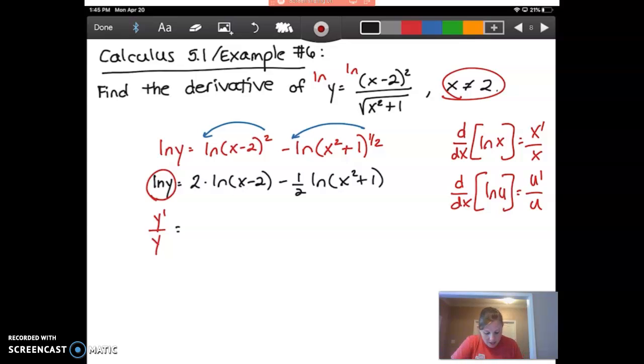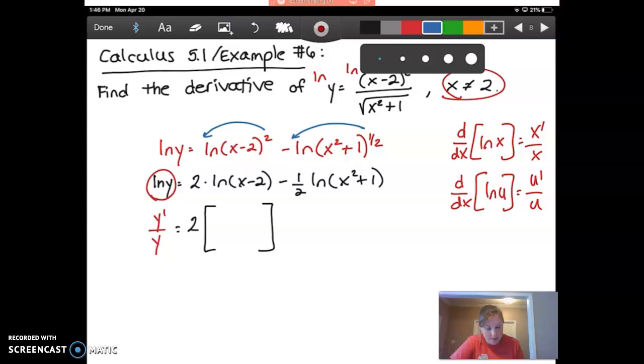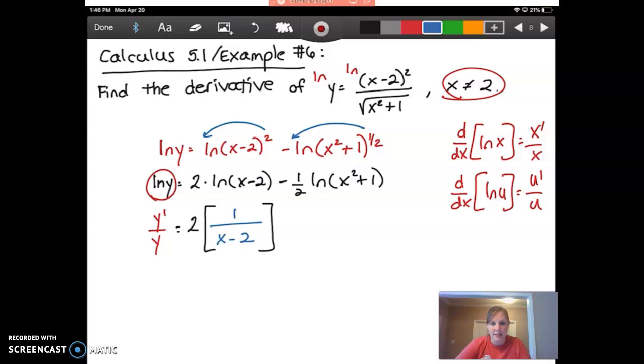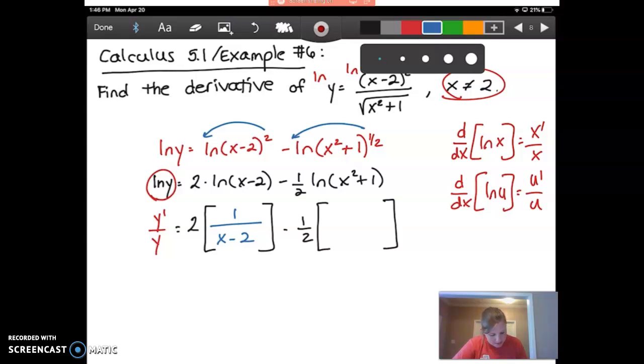So then I'm going to have 2 times, when I take the derivative of the natural log of x minus 2, that is x minus 2 quantity, that's my u value. That's going to be u prime. So I would get derivative of x minus 2 is 1 over the u, which is just x minus 2. Similarly, I would have minus 1/2 times, well, now when I take the derivative, my u is equal to x squared plus 1, so that is the bottom. But when I take the derivative of x squared plus 1, I get 2x.